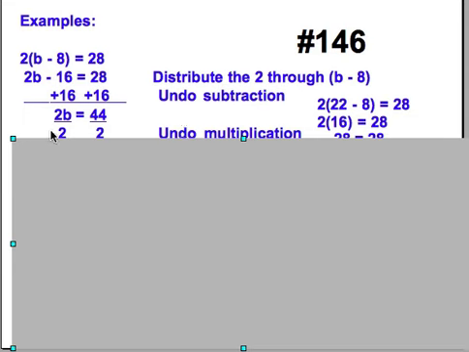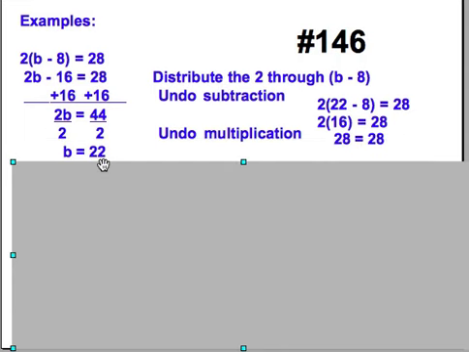And now we have a nice and simple one step left, where in order to isolate the b, you divide by 2 on both sides. So in the end, b equals 22.